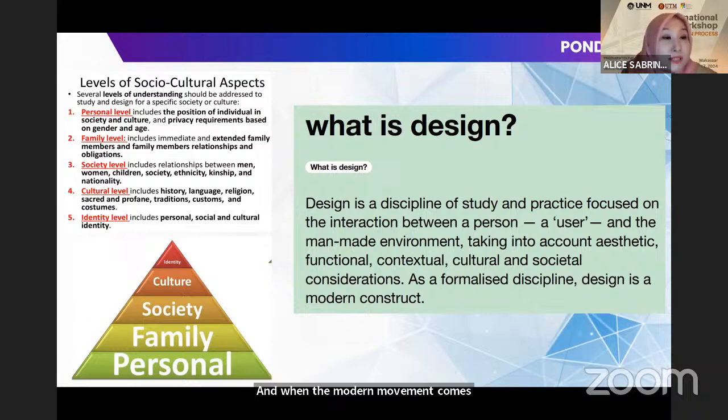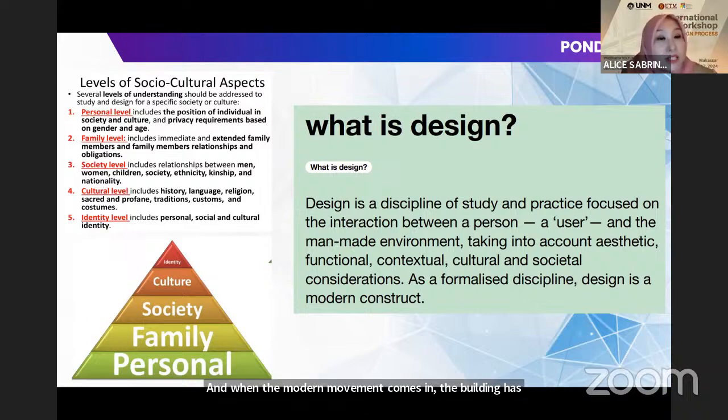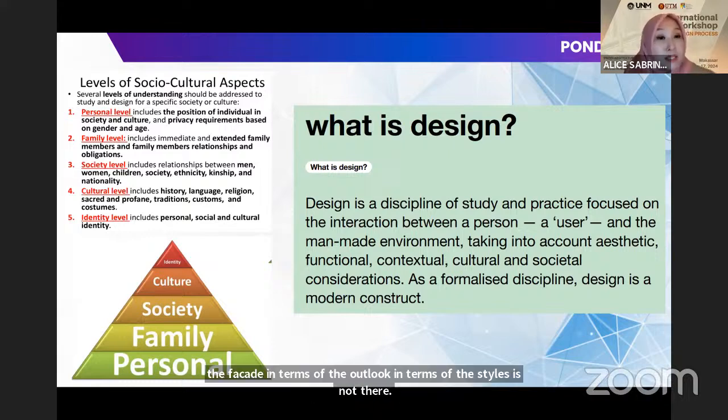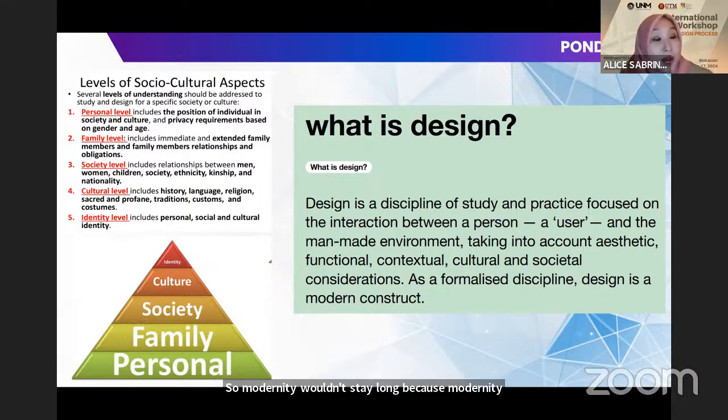Because the idea of identity for each individuality of the building design, in terms of the facade, the outlook, the styles, is not there. So modernity wouldn't stay long, because modernity suddenly dies and it comes into the idea of regionalism. Deconstructivism comes into place next after modernism, and then postmodernism, the era of Charles Jencks, Michael Graves, all those famous architects talking about symbolism, talking about semiotics in design.